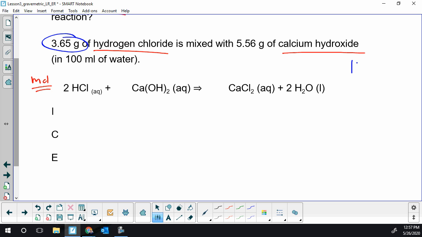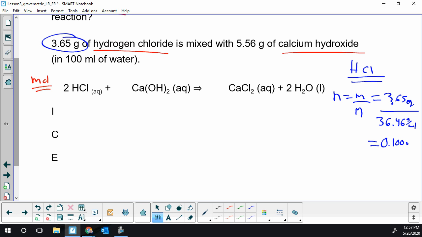Okay. So I will start with HCl. Moles is mass over molar mass. Okay, so this is the solid before it went into solution. 3.65 grams divided by the molar mass of HCl, 36.46 grams per mole. Okay, my grams cancel, and you end up with just moles, 0.100 moles, and again, there's my units.